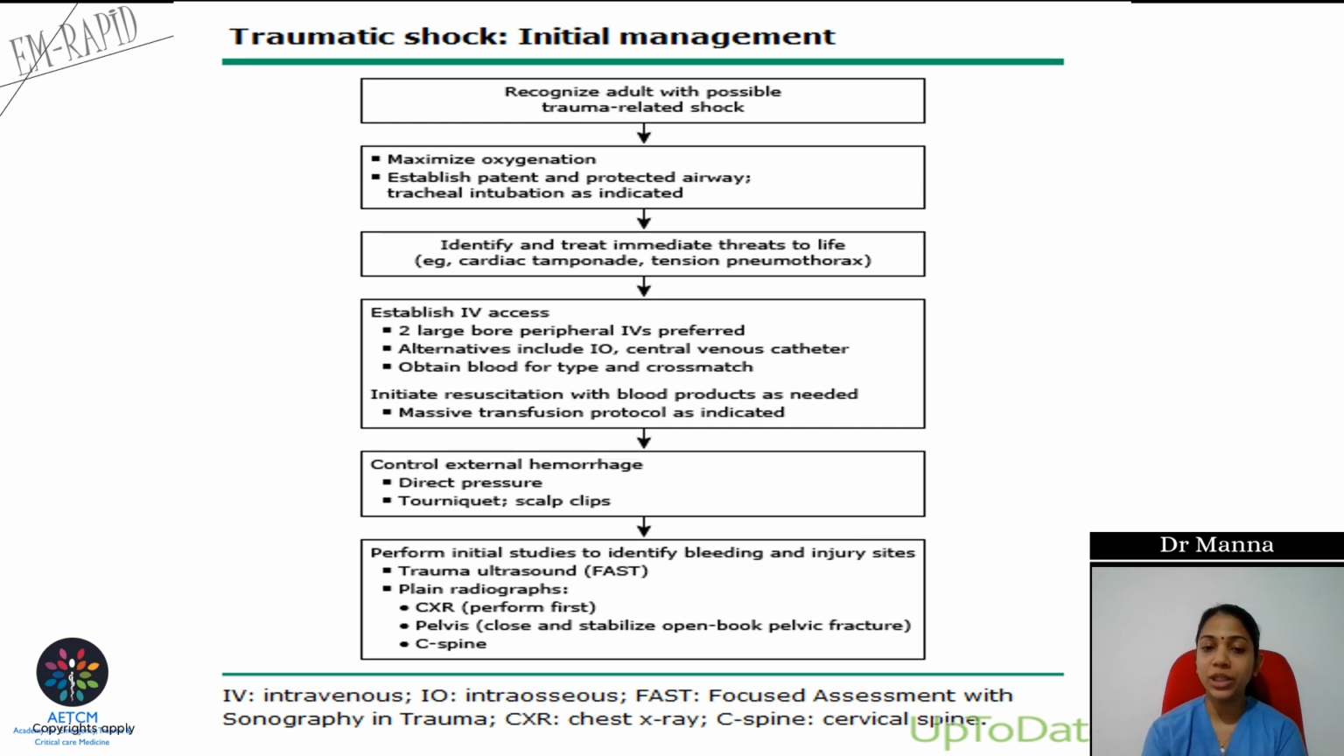Then, if this patient is having an external wound, control the external hemorrhage either by direct pressure or by applying a tourniquet, and do an E-FAST and identify where there is free fluid in the abdomen or in the chest. Perform a chest X-ray and a pelvic X-ray to look for any open book or any other pelvic fractures. Do a C-spine survey and radiography accordingly.